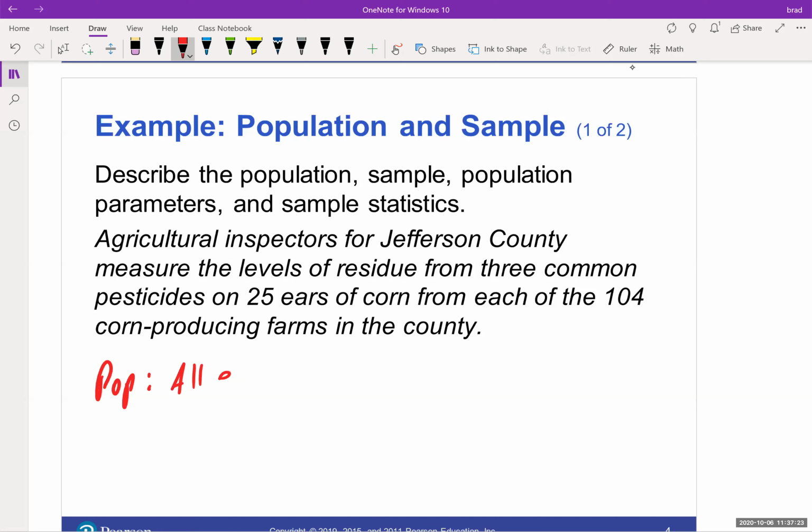So the population is all ears of corn grown in the county. So that's what they want to talk about. They want to talk about everything that's grown in the county. Okay. All the ears of corn, I should say. All right. So then it says the sample.